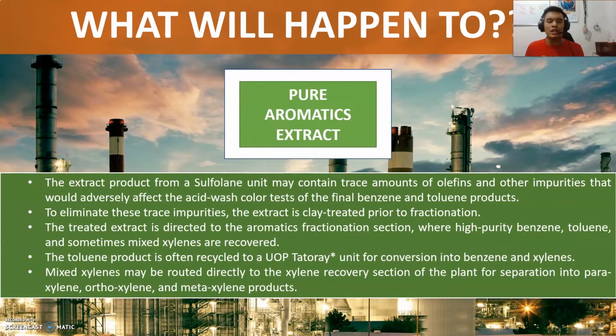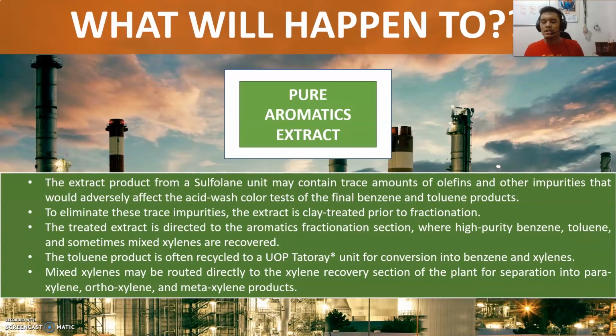The extract product from a sulfolane unit may contain trace amounts of olefins and other impurities that would adversely affect the acid wash color tests of the final benzene and toluene products. To eliminate these trace impurities, the extract is clay treated prior to fractionation, and the treated extract is directed to the aromatics fractionation section, where high purity benzene, toluene, and sometimes mixed xylenes are recovered. The toluene product is often recycled to a UOP unit for conversion into benzenes and xylenes. Mixed xylenes may be routed directly to the xylene recovery section of the plant for separation into paraxylene, orthoxylene, and metaxylene products.